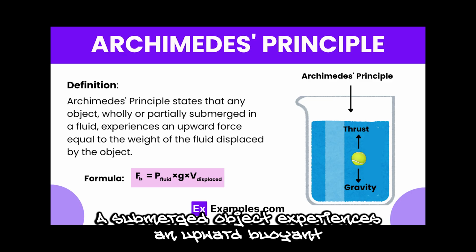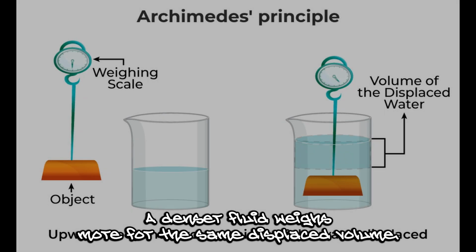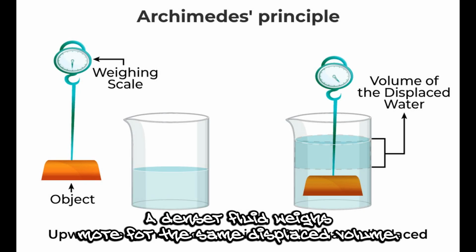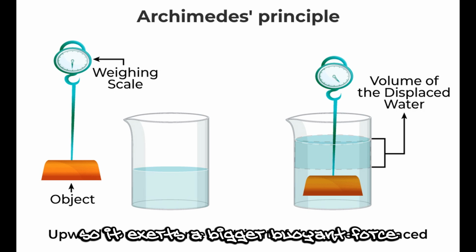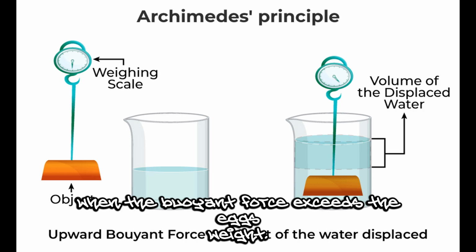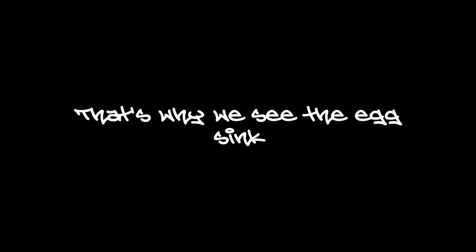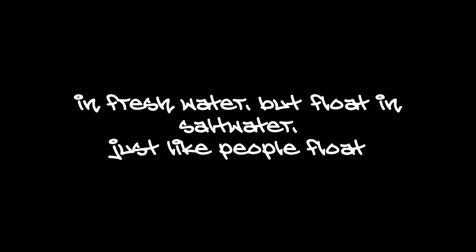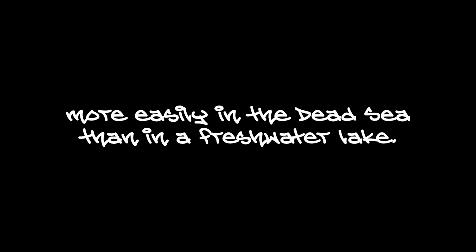A submerged object experiences an upward buoyant force equal to the weight of the fluid it displaces. A denser fluid weighs more for the same displaced volume, so it exerts a bigger buoyant force. When the buoyant force exceeds the egg's weight, the egg floats. That's why we see the egg sink in fresh water but float in salt water, just like people float more easily in the Dead Sea than in a freshwater lake.